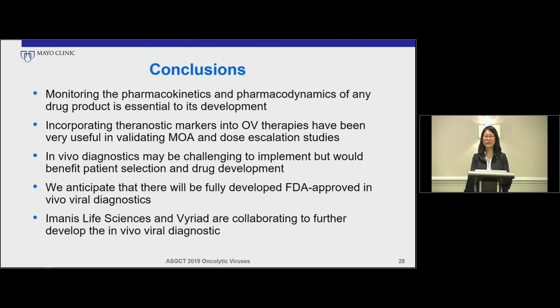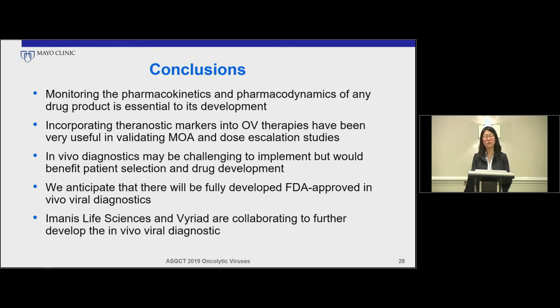So hopefully I have convinced you of the importance of Theranostics-Guided Virotherapy, that monitoring the pharmacokinetics and pharmacodynamics of any drug product is essential to its development. And incorporating such markers into OV therapies has been very useful in validating mechanisms of action and helping in our dose escalation studies, because in many cases, for example in the measles, we might have stopped dose escalation and not seen a complete remission at our highest dose level, as was reported earlier.